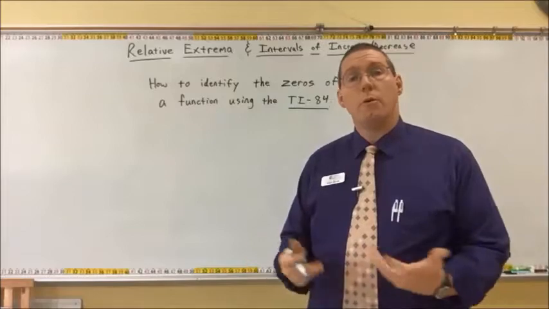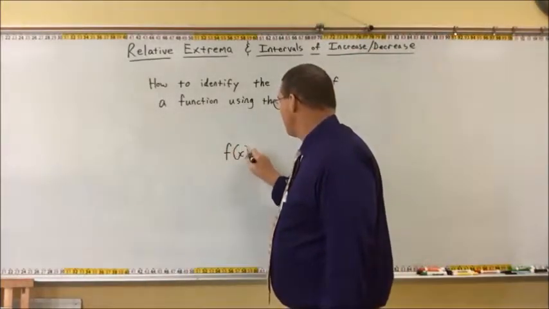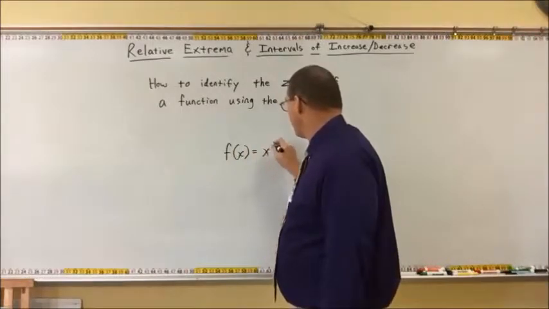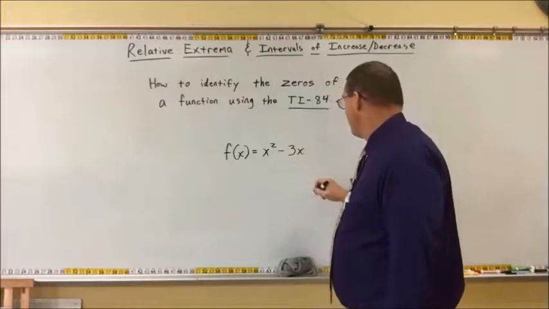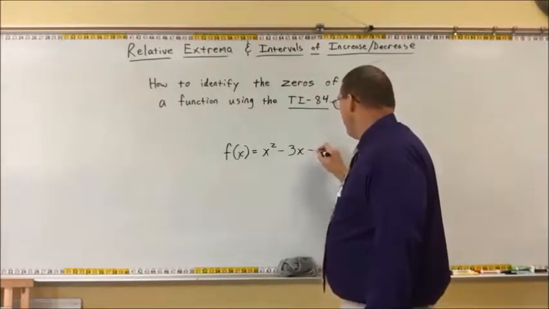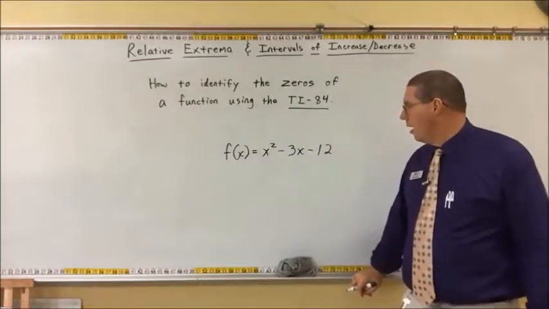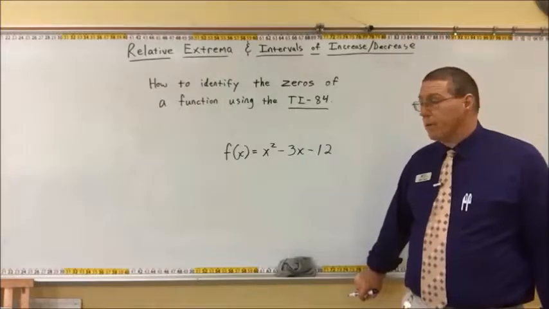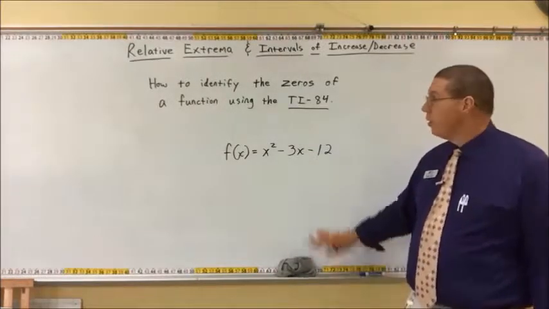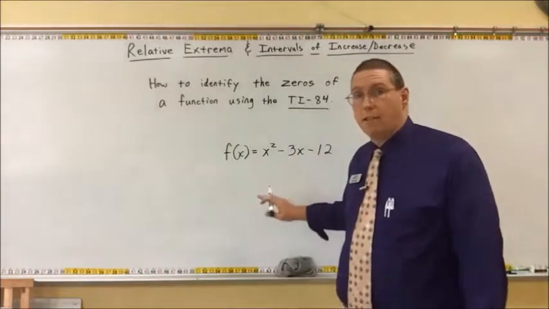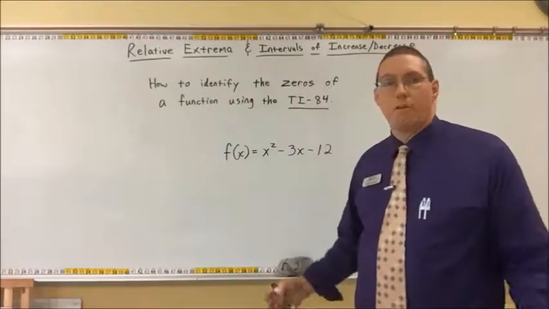Okay? So let's say that we had some function. Let's say that we have f of x is equal to x squared minus 3x minus 12. Okay? So this function crosses over the x-axis in two places, and we don't know what those two places are. Now, we could use the quadratic formula to find the two zeros of this function, but you can also use the TI-84 to find the zeros as well.